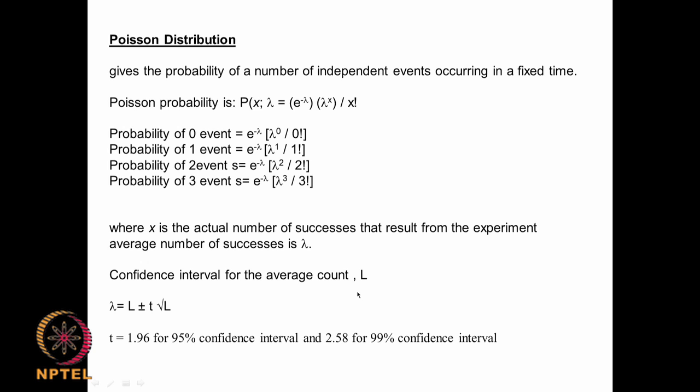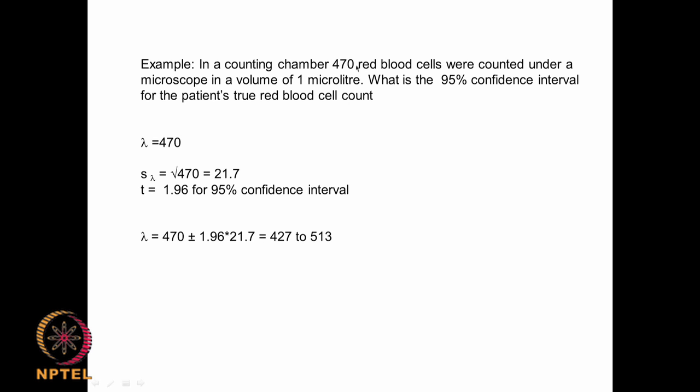Okay, let us look at some examples now. In a counting chamber, I got 470 red blood cells counted under a microscope in a volume of 1 microliter. So what is the 95% confidence interval for the patient's true red blood cell count? Lambda is 470, so the square root of 470 is 21.6, and t is 1.96 for 95% confidence, so 470 plus or minus this.